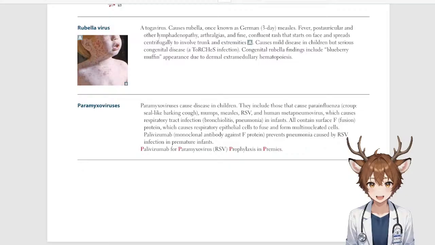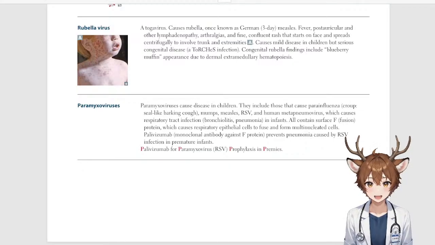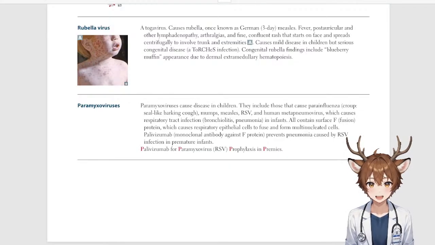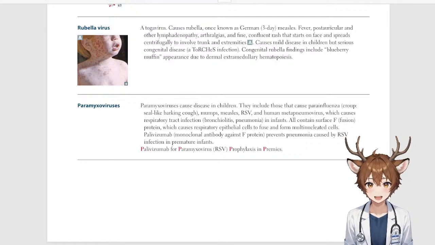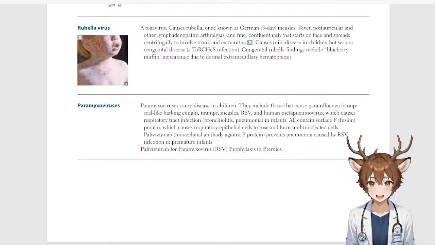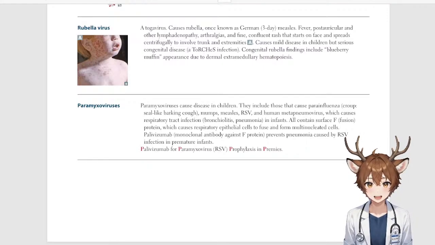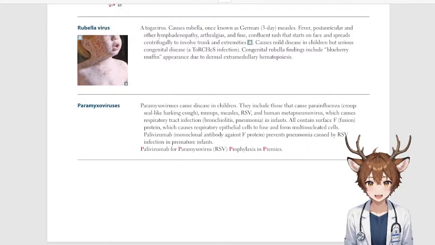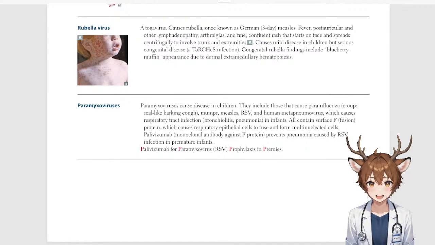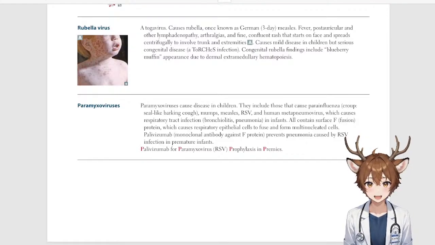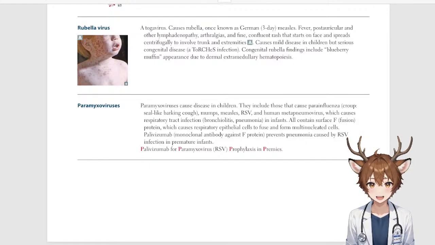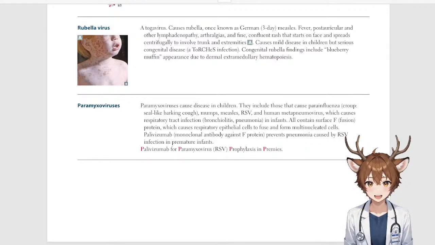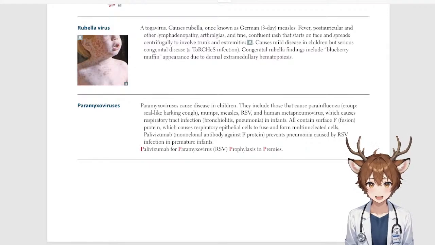What about rubella virus? Rubella virus is a togavirus, causes rubella, formerly called German 3-day measles: fever, postauricular and other lymphadenopathy, arthralgias, and a fine maculopapular rash that starts on the face and spreads centrifugally to involve the trunk and extremities. Causes mild disease in children but serious congenital disease, a TORCH infection. Congenital rubella findings include the classic triad of sensorineural deafness, cataracts, and patent ductus arteriosus. Blueberry muffin appearance may be seen due to dermal extramedullary hematopoiesis.